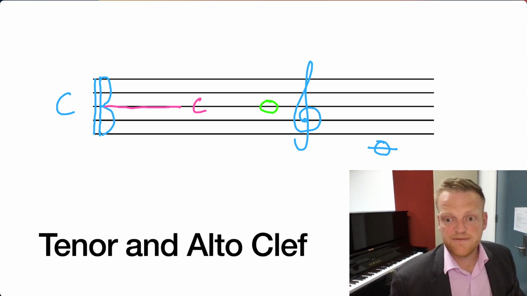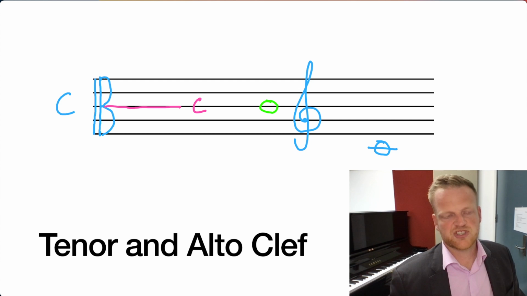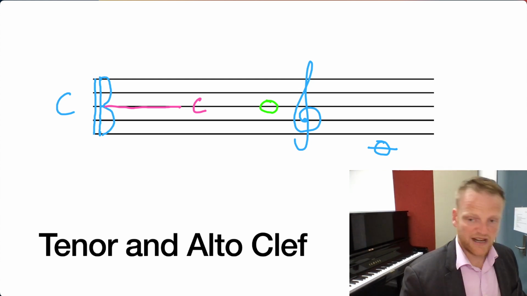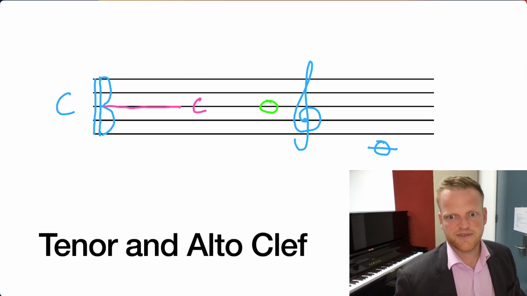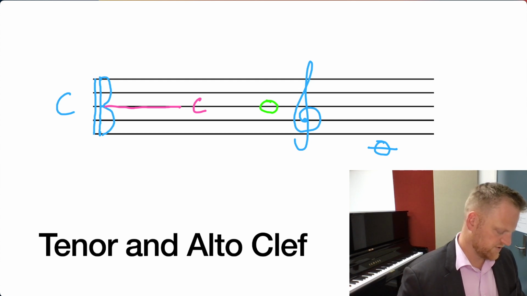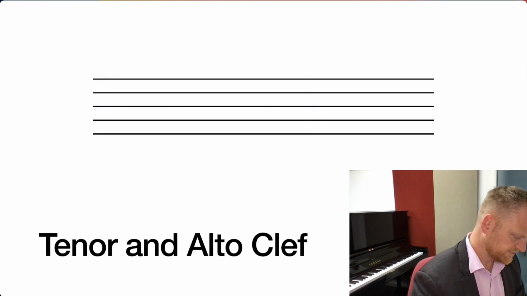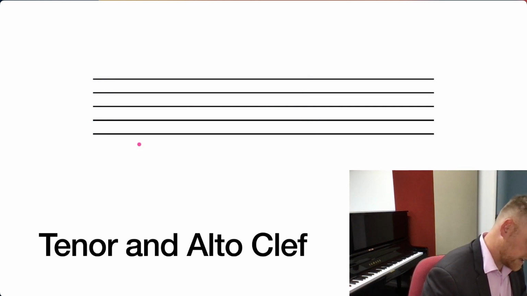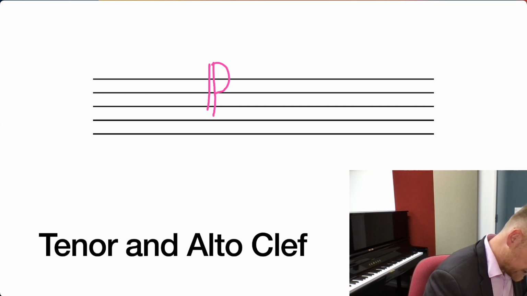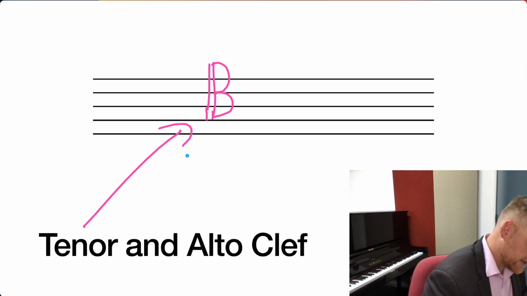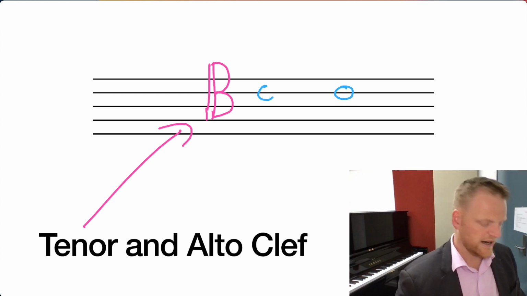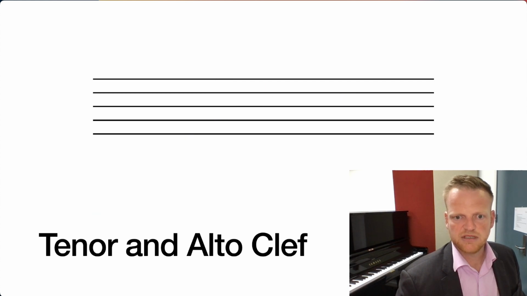The reason you have them is because some instruments spend a lot of time in this range, and you would be reading ledger lines for days. So this one that I've drawn here is an alto clef. If I get rid of all of this, and I drew the C part on there, that is a tenor clef, and that means that this line is C. So that note there is middle C. All right, that's those ones done.